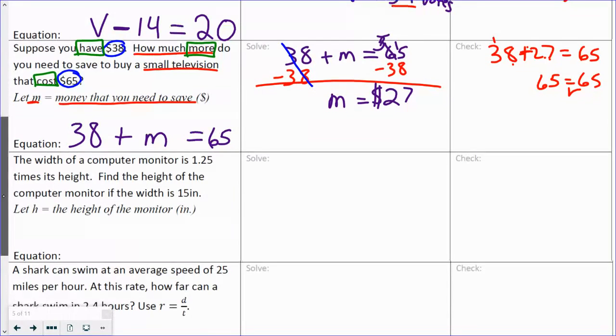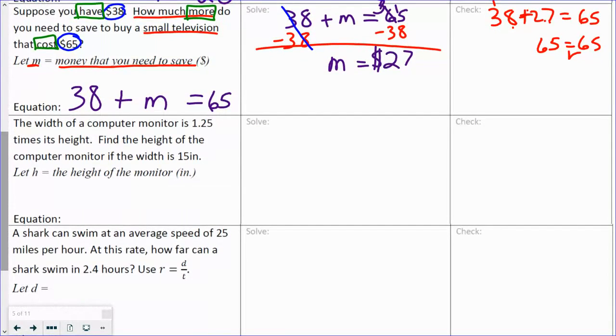All right, so let's look at our next one. The width of a computer monitor is 1 and 25 hundredths times its height. Find the height of the computer whose width is 15 inches. Okay, so that's numbers that they gave us. So let's underline what is the question. Find the height. Okay, that's what it wants us to do. So that's how we know what our variable represents.